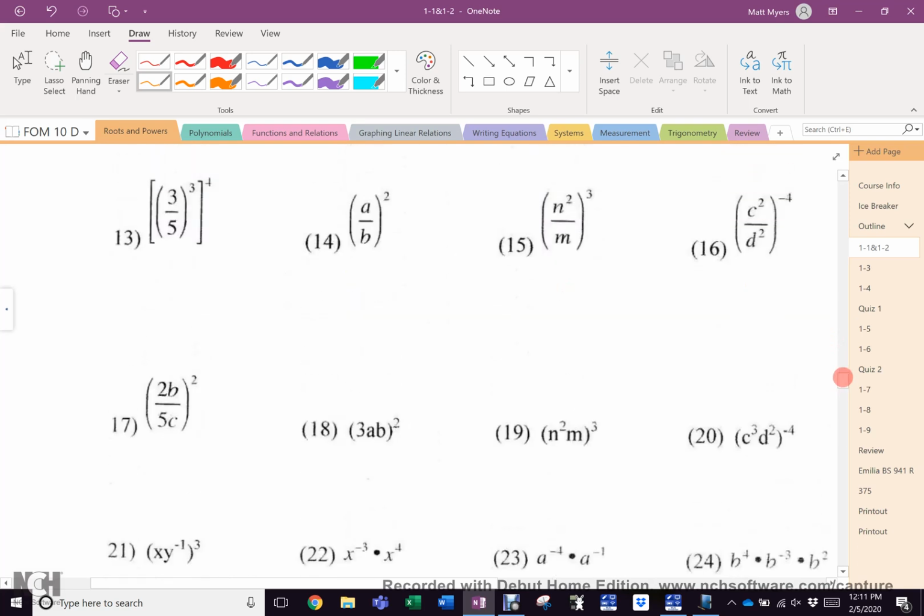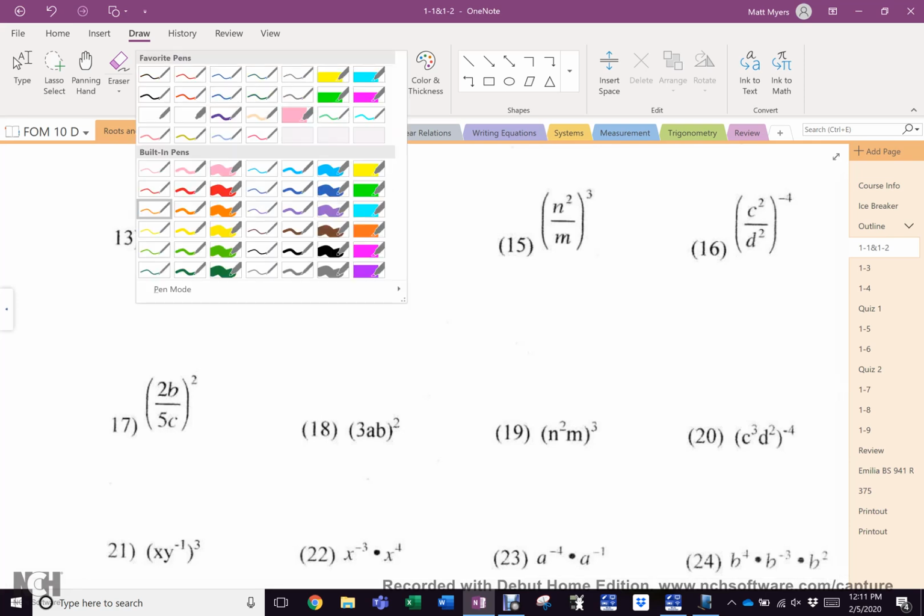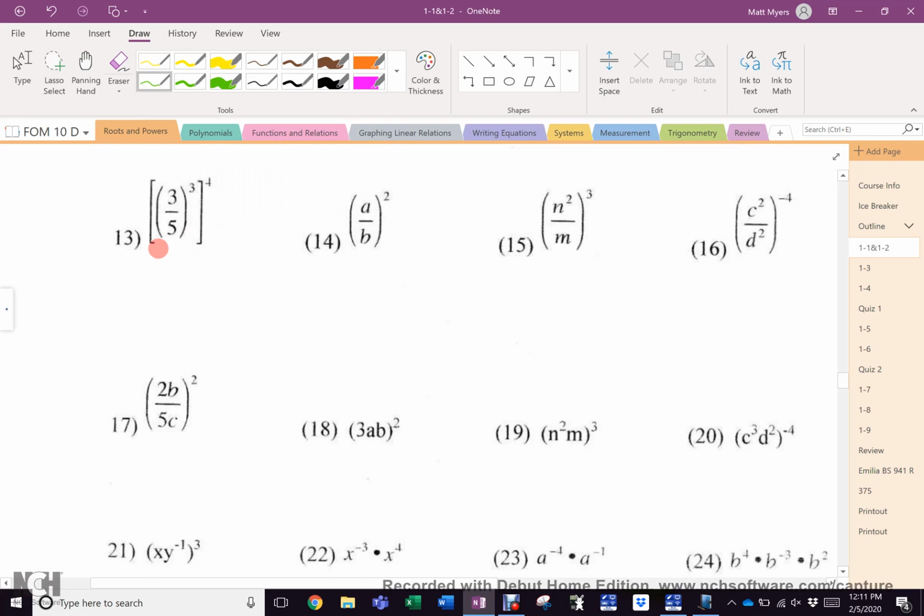New color. Orange. We just did orange. Green. Light green, forest green, teal. Teal. Light green. Now it says it's green still.